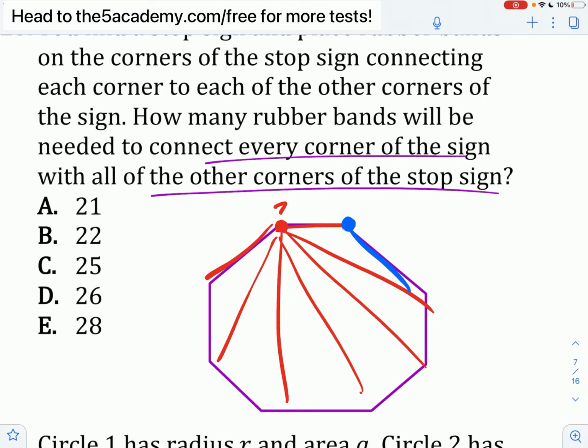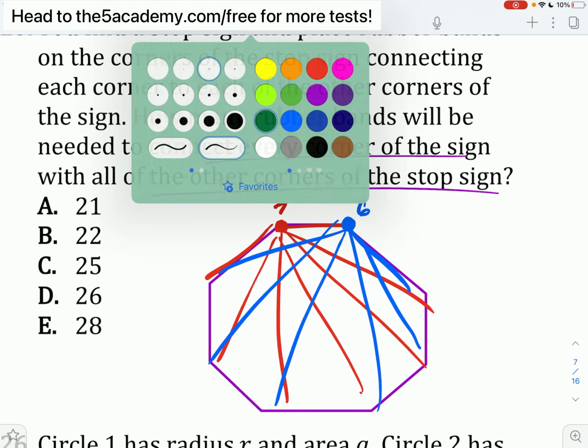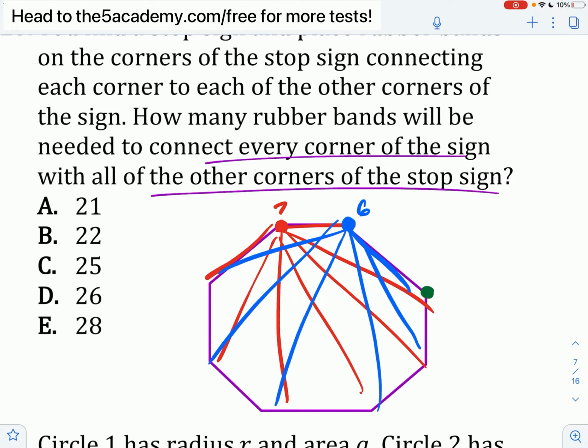Let's go to the next spot. We have 1 rubber band, 2, 3, 4, 5, 6. And then I noticed this last one, I already have one here, so I'm not going to place another one there. It's a repeat case. So I have 6. Let's do the same thing here. I have 1, 2, 3, 4, 5, 6. The 6th one, though, again, is a repeat. I already did that in the last case.